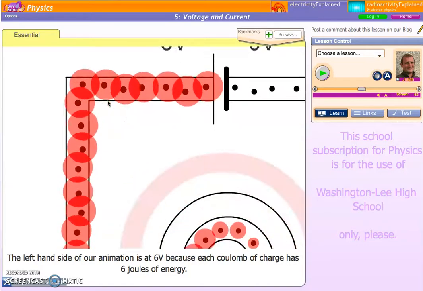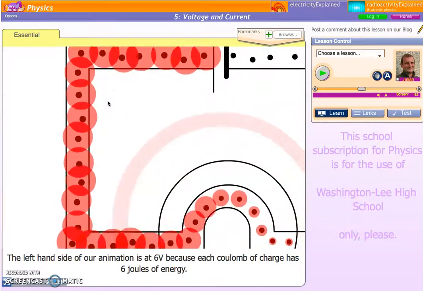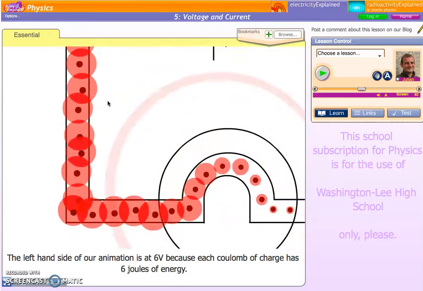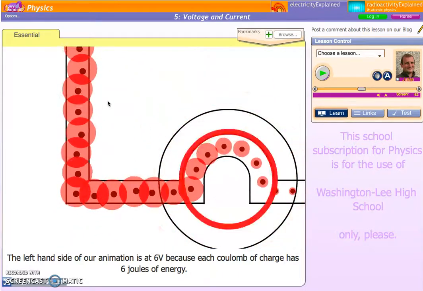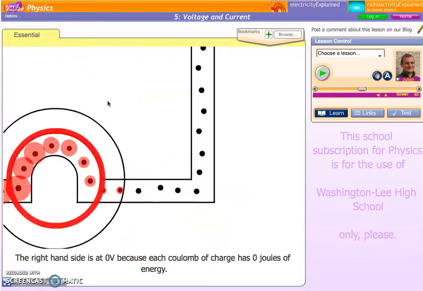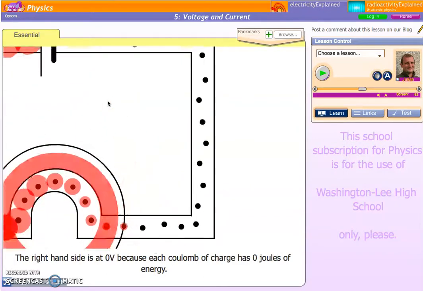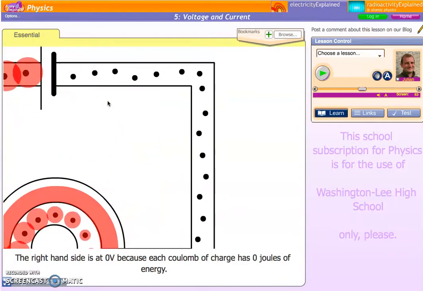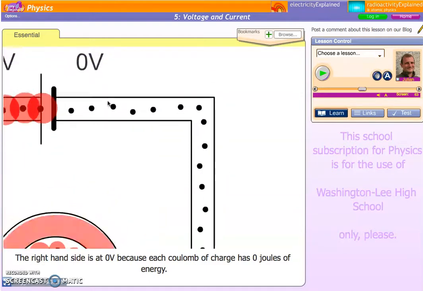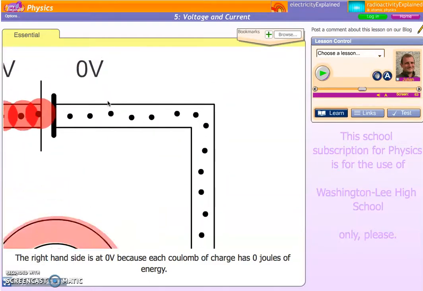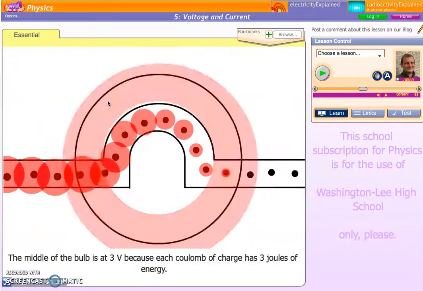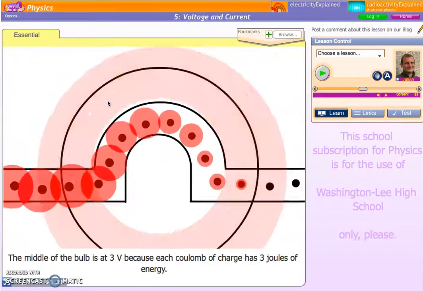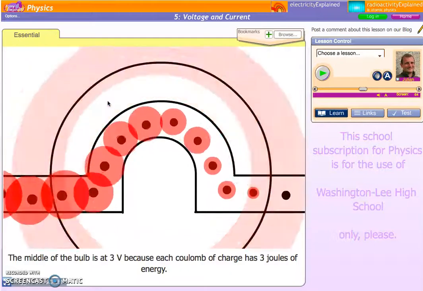The left-hand side of our animation is at 6 volts because each coulomb of charge has 6 joules of energy. The right-hand side is at 0 volts because each coulomb of charge has 0 joules of energy. Naught is 0 if you're British. The middle of the bulb is at 3 volts because each coulomb of charge has 3 joules of energy.